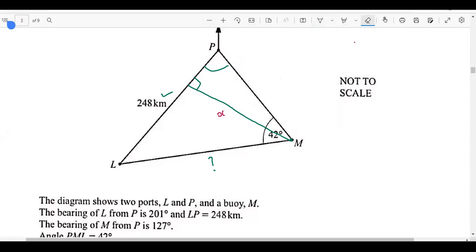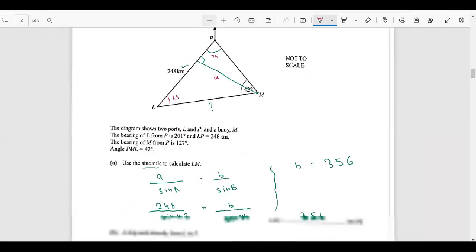We have 74. We can find the side PM using this angle. So what would be this angle? 74 plus 42 is 116. We know the sum of angles in a triangle is 180. 180 minus 116 would give you 64. Using this 64, first we will spend time in finding out PM. Once we have PM, we can use simple trigonometric ratios and find out X. Let's see how to find out PM.